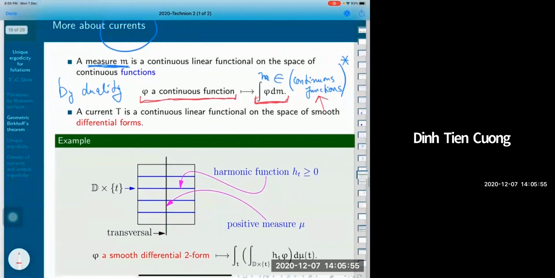Okay, so this is the way that we see a measure. So now a current is similar. So we consider a current T is also in the dual of some functional space. So instead of functions, you consider forms, differential forms, and you take the dual. So instead of functions, you consider differential forms, and the current belongs to this dual space.